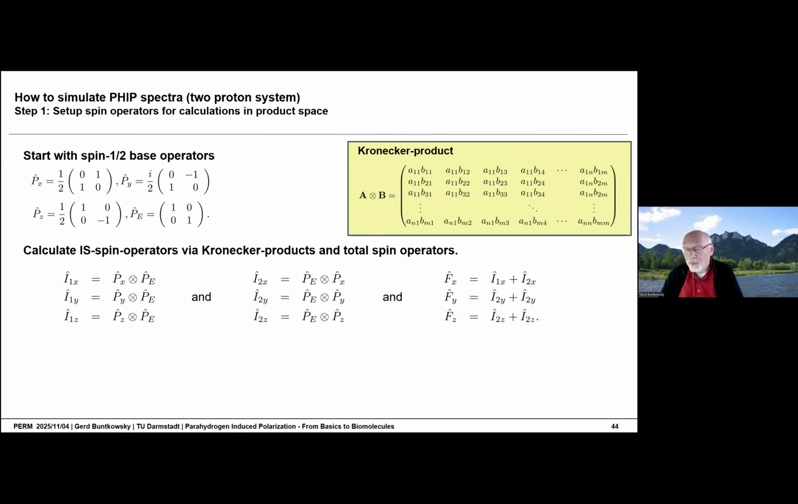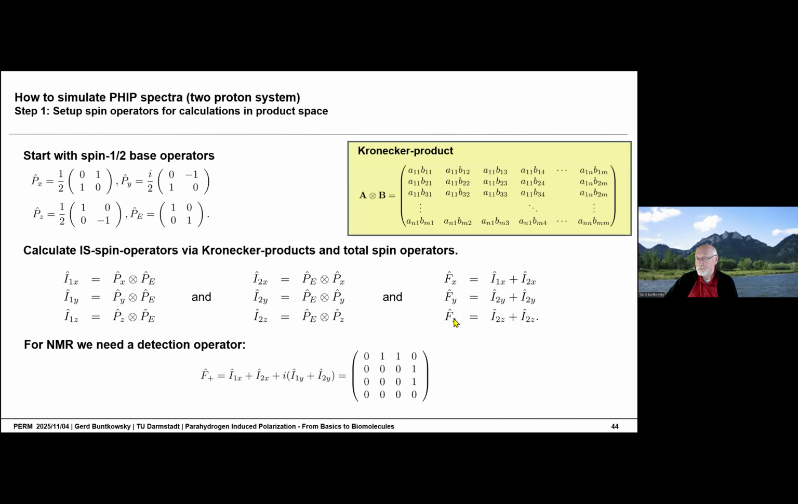And in addition to these six operators, we also would like to have the total spin operators, which in the two spin cases are just Fx, Fy, and Fz. Okay, finally, we need some detection operator, which we're using for measuring the magnetization. The detection operator is just the F plus operator, which is I1x plus I2x plus i times (I1y plus I2y). So we can calculate them from those here.